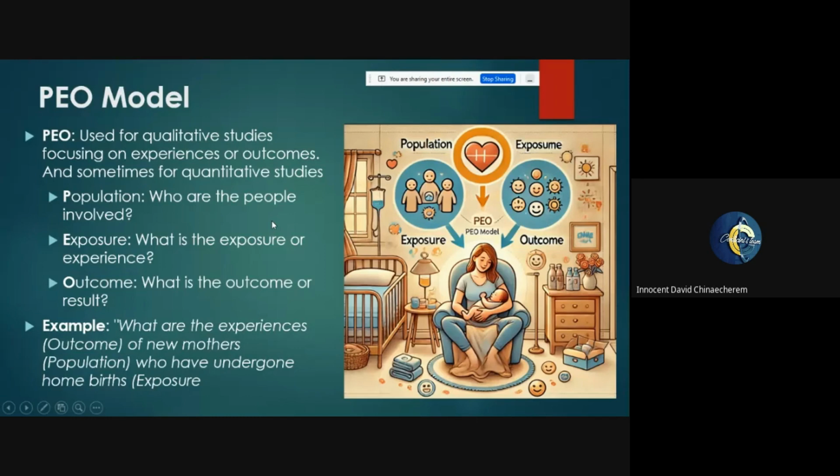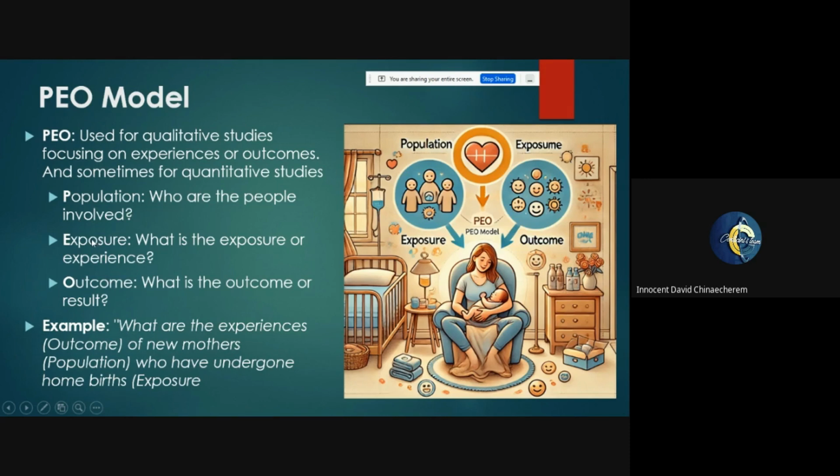Now we move to the next one, which is the PEO framework. Now the PEO framework is another popular framework that we usually use. It stands for population: who are some of the people involved? Your exposure and the outcome, right? It can also be used for quantitative studies sometimes, right? So if you look at this woman here with the baby, it makes a lot of sense. Exposure, that's the children, population, exposure, outcome, right?